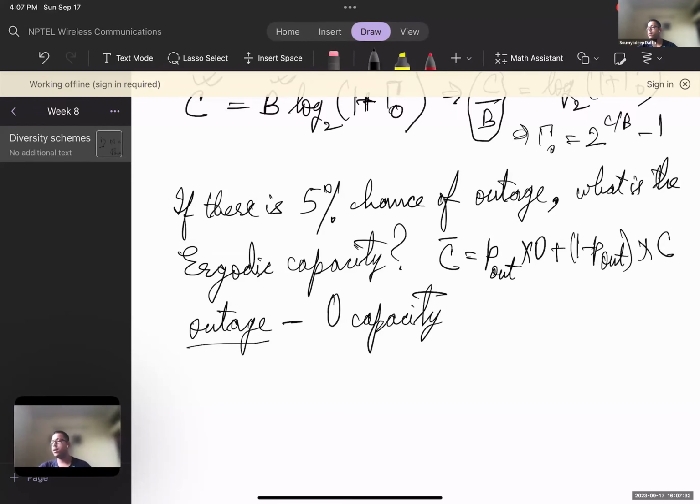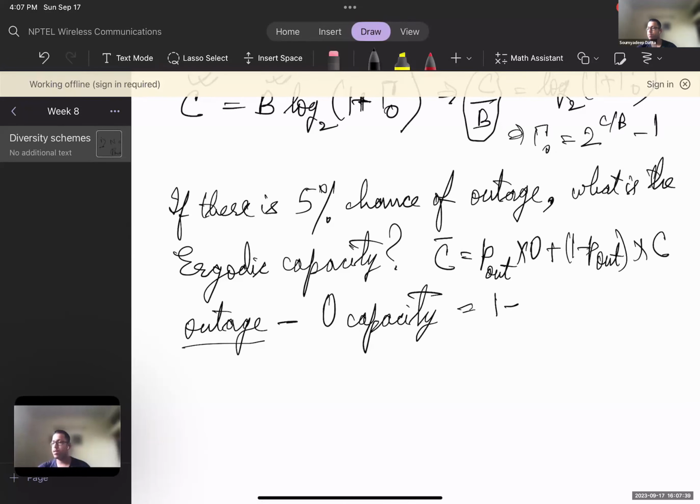So I just need to multiply by 1 minus P out. And what is P out here? Probability of outage, 5%, so that is 0.05, times this value of C. And C I already know, I've calculated it from the previous one. So you just have to again plug in the value and get your answer. I hope this part was clear.